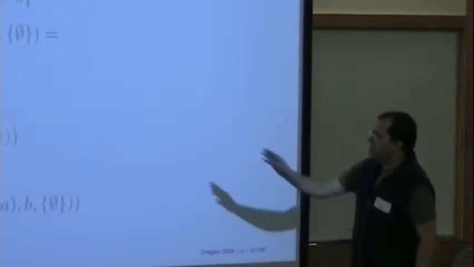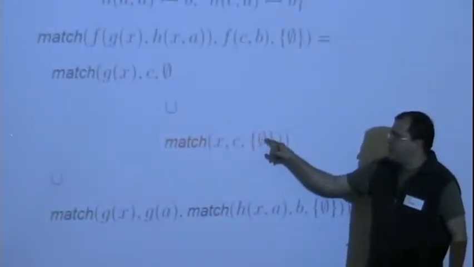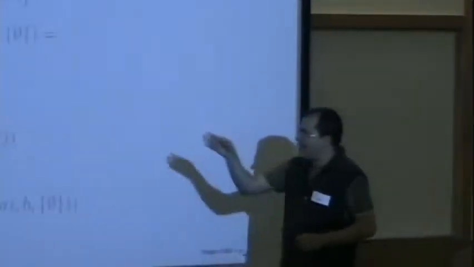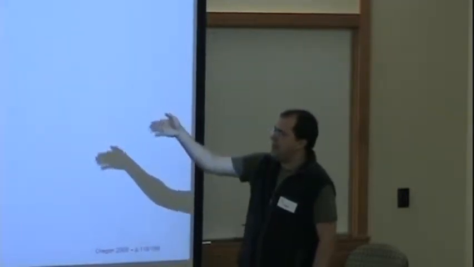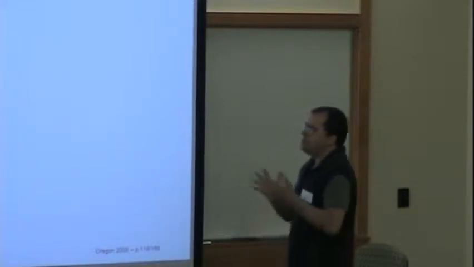Now we have to match X with C. This empty substitution is not binding X at all, right? In this way, you just extend the substitution with X going to C, right? Now we have the empty set union this substitution set with only one substitution. We get the obvious result. And now we have to match G of X with C, right?